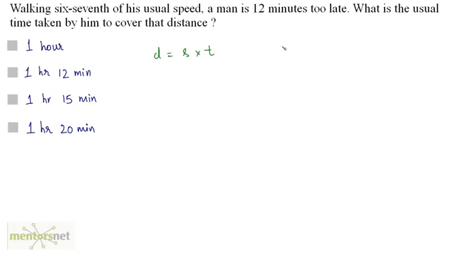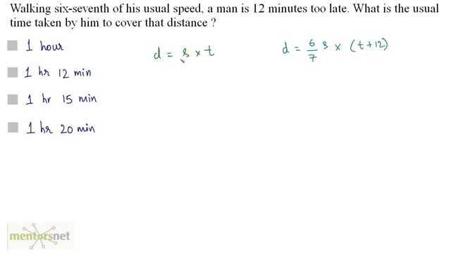Now what he says is 6/7 of the usual speed. If he walks at this speed, the man is 12 minutes late. Now the distance is the same, so we have d is equal to the speed, which is 6/7 of the usual speed, so 6 by 7 s times the time. What is the time? The man is 12 minutes late, which means that he takes 12 more minutes than the usual time, so t plus 12.